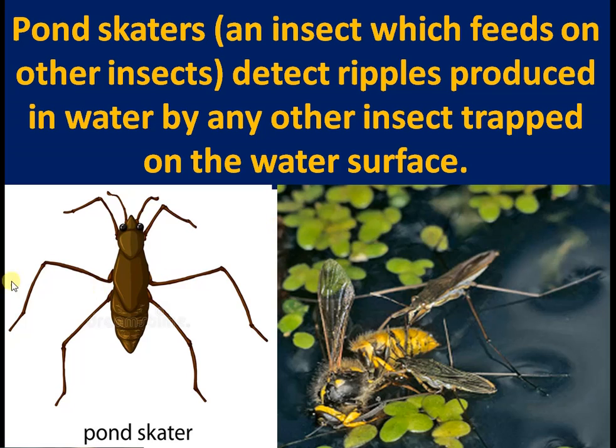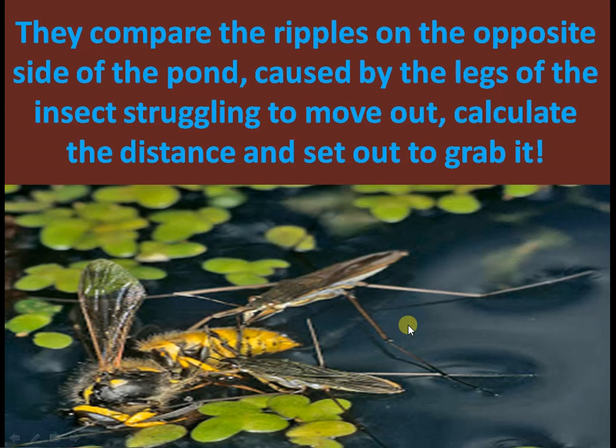Pond skaters are insects which feed on other insects. Pond skaters detect ripples produced in water by any other insect trapped on the water surface. They compare the ripples on the opposite side of the pond caused by the legs of the insect struggling to move out, calculate the distance and set out to grab it.